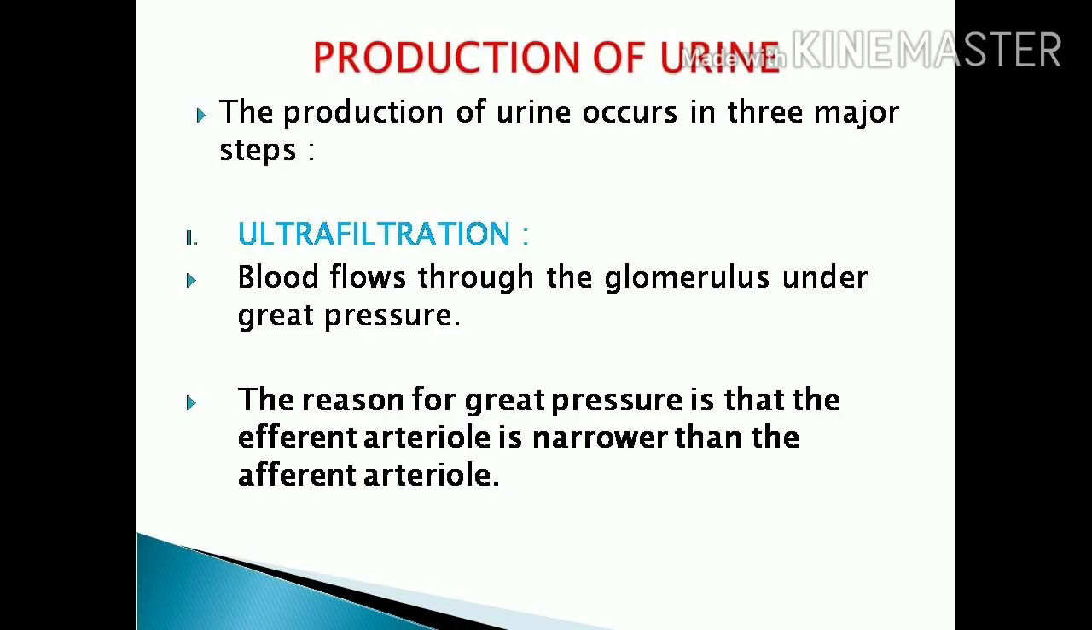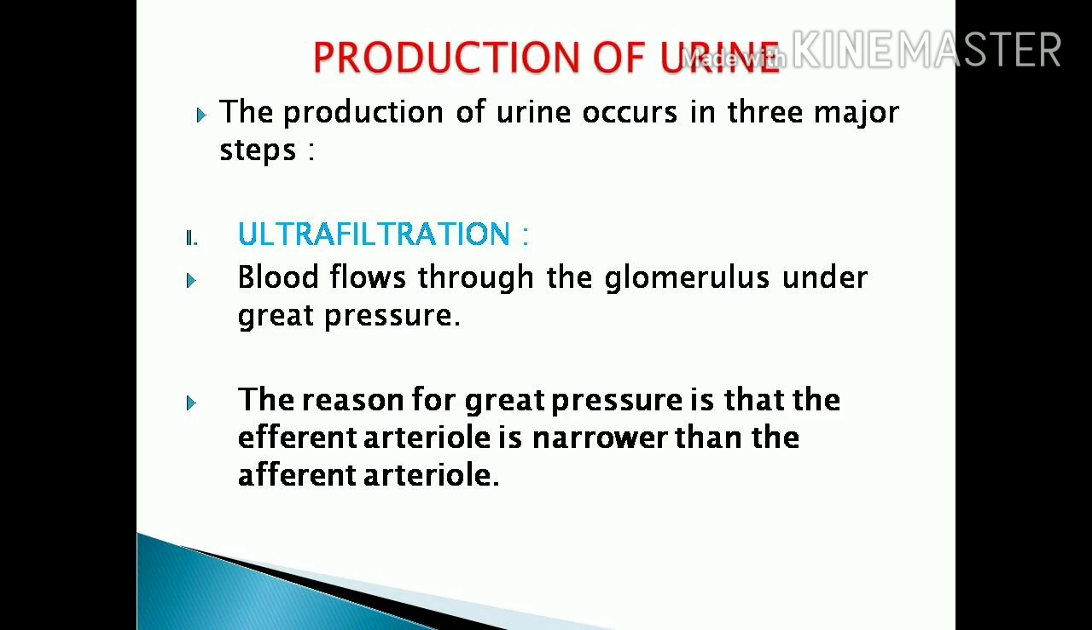Formation or production of urine occurs in three major steps. First one, ultrafiltration. Second one, reabsorption. And third one, tubular secretion. First, we can study ultrafiltration. The blood flows through the glomerulus under great pressure.